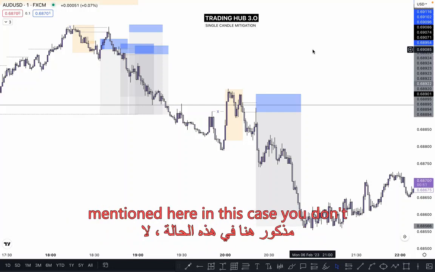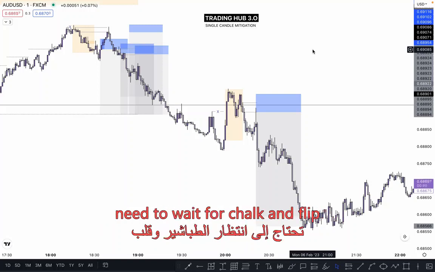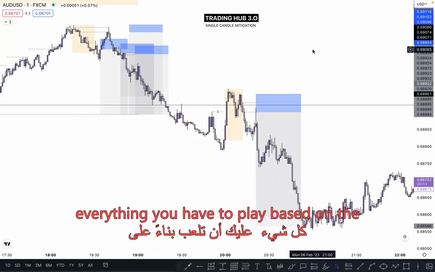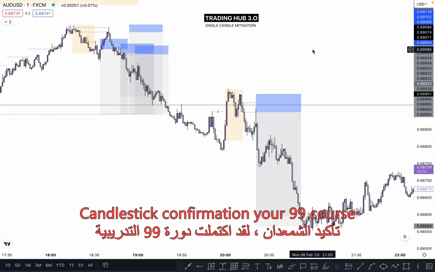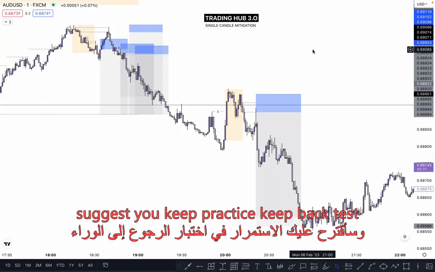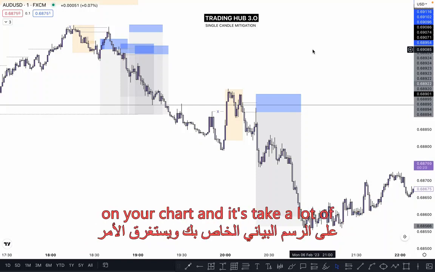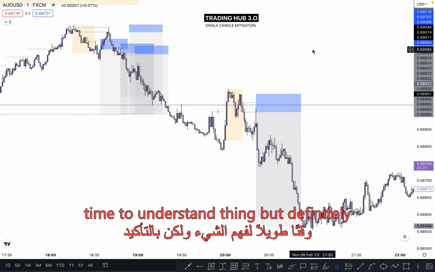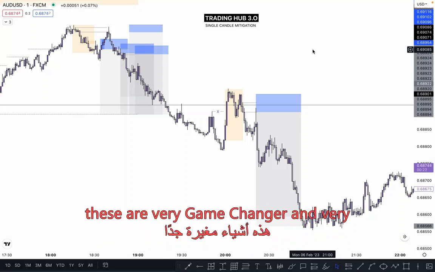Everything is mentioned here. In this case, you don't need to wait for CHoCH and flip. Everything you have to play based on the candlestick confirmation. Your 99% of the course is already complete, and I suggest you keep practicing and keep backtesting on your chart. It takes a lot of time to understand things, but definitely these are very game-changing and very powerful things.